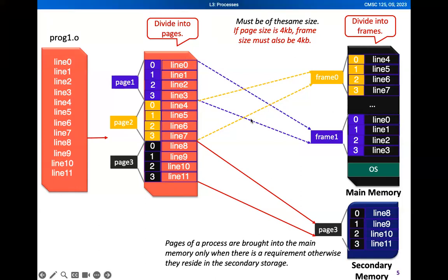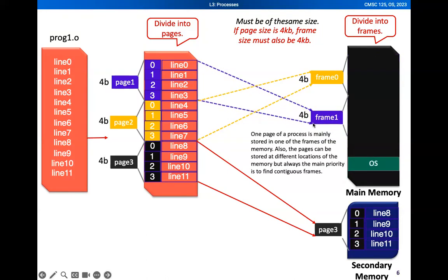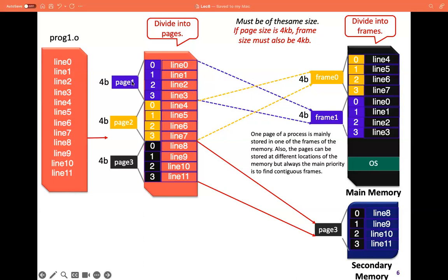Okay, now one page of a process is mainly stored in one of the frames of the memory. Like this, page 1 is stored in frame 1, page 2 is stored in frame 0. So the pages are not stored at the same location, but rather at different locations in the memory. That's why we call it non-contiguous.